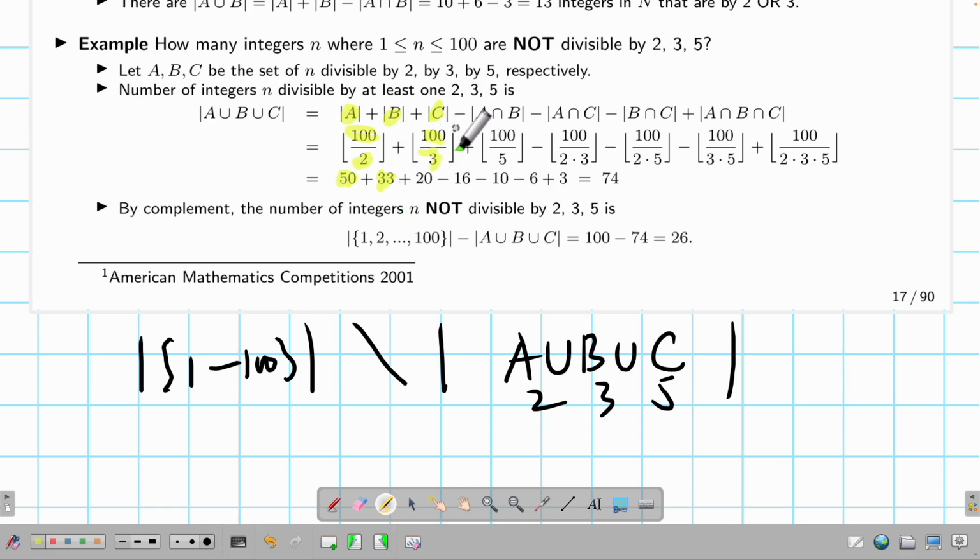What is this? The number of integers in 100 divisible by 5. So 100 divided by 5, there are 20 of them. Take the floor, it is still 20. Okay, what is A and B?